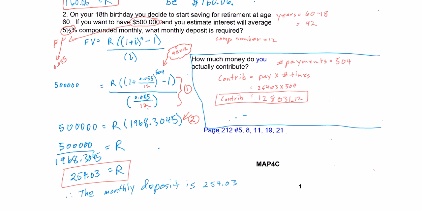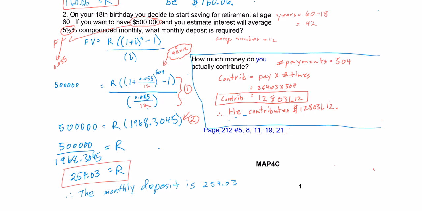So you're going to have problems where they ask you for the contribution or the interest. You see how the contribution fits in with the interest, but that is basically how we calculate the contribution. So the final answer for this problem is he contributes $128,031.12.